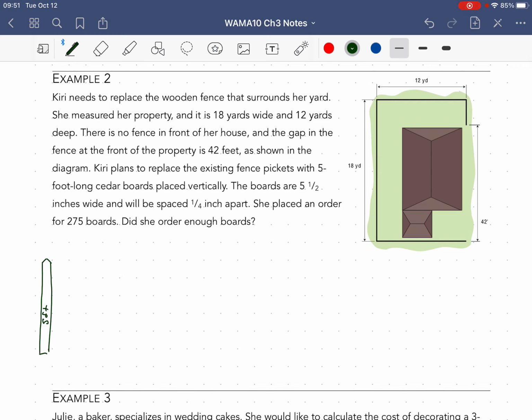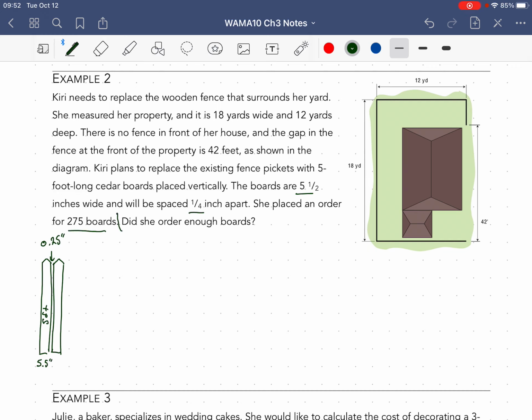The boards are 5.5 inches wide. And then there's going to be a gap between the boards, like this. And this gap is going to be 1/4 of an inch, so 0.25 inches. Notice how I changed these fractions into decimals right away. Sometimes you could use fractions, 5 1/4 and 5 1/2 and 1 1/4. You could keep using the fractions, but I just changed them to decimals.